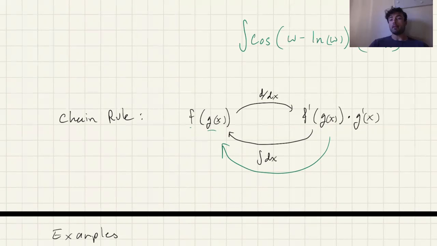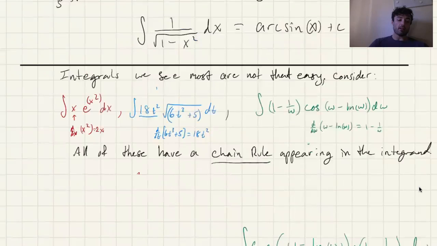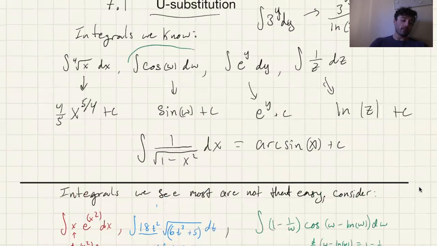I can see that in here, this is what I want to be my g. This is my g prime. So the cosine must be my f prime, in order to fit the way everything looks. So it must be the case that f, the antiderivative of this, is sine. I'm just going back and using this relationship from before.